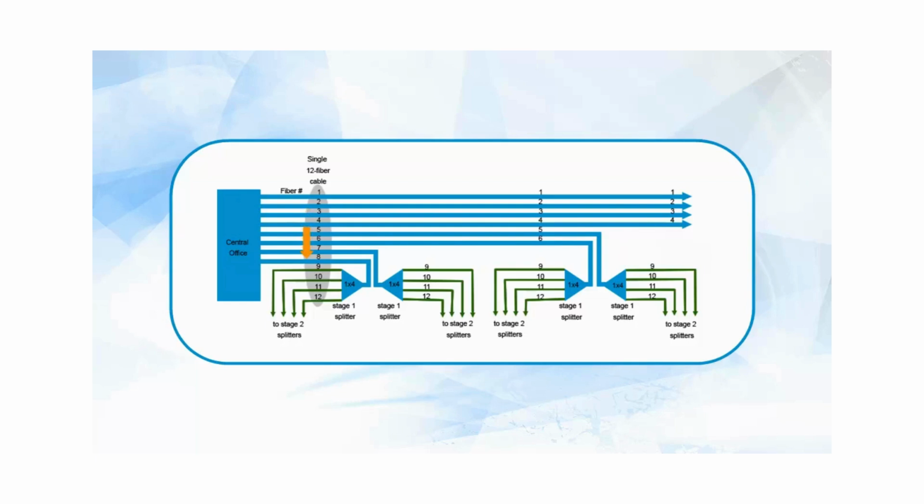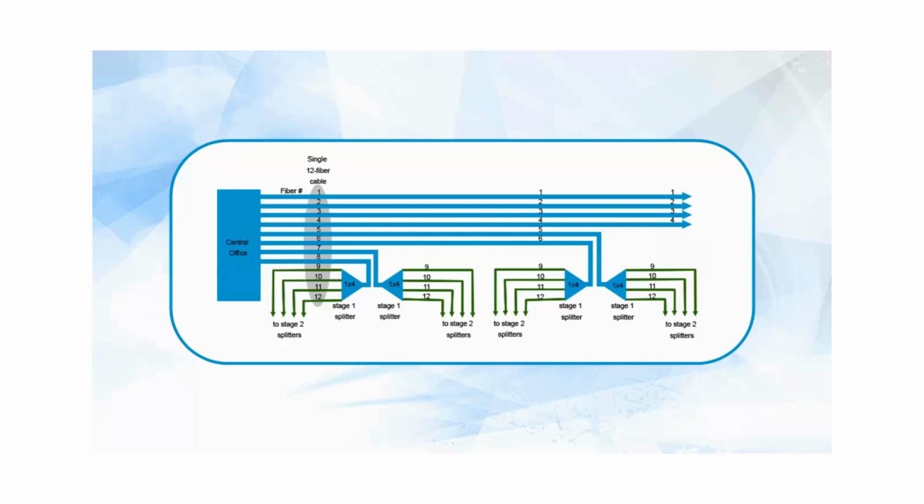Fibers 1 to 8 are the feeder fibers, and each will connect from the central office directly to a stage 1 splitter somewhere in the service area. Fibers 9 to 12 are the distribution fibers that connect a stage 1 splitter to a stage 2 splitter. These distribution fibers are divided into segments along the length of the cable, with each segment serving only the local area.